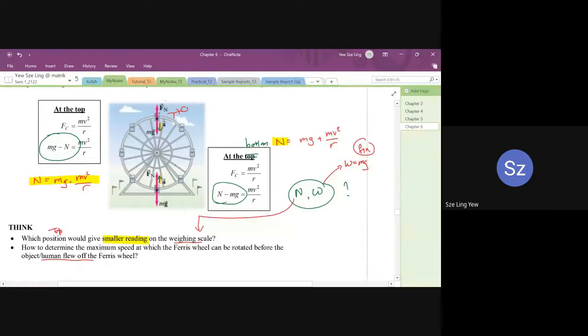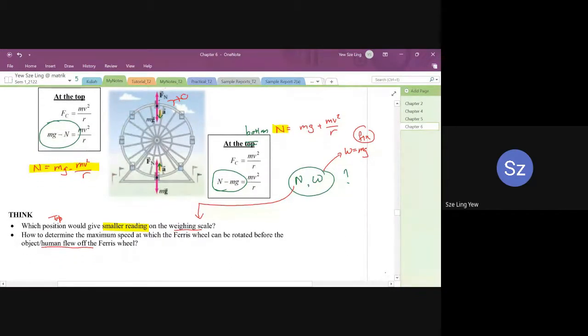So how are we going to do this? Try to imagine again. If you flew off the Ferris wheel, which variable is changing? If you flew off, do you still have weight? Of course you have. The variable that is changing is the normal force. Why? Because you are no longer in contact with the Ferris wheel. You flew off already. You're not sitting or standing on the Ferris wheel anymore.